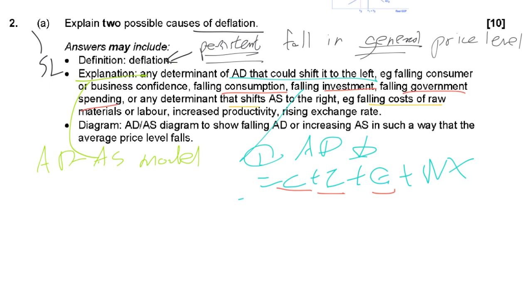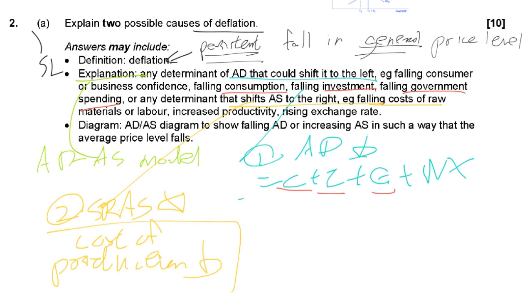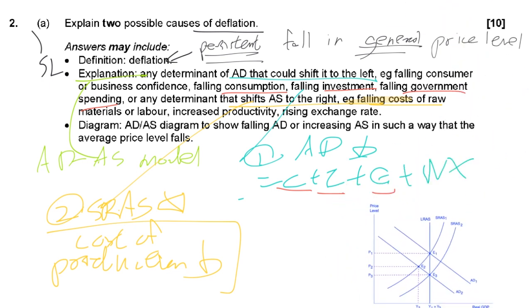The second reason is the short run AS curve shifting rightwards. There are a lot of reasons, for example, the cost of production drops, then the short run AS curve will shift to the right, as indicated in your answer, here, falling cost. Last but not the least, you have to draw the diagram. You may take a look at the right bottom corner. You may draw either one: the AD curve shifts to the left, or the short run AS curve shifts to the right. All these will make the price level drop.